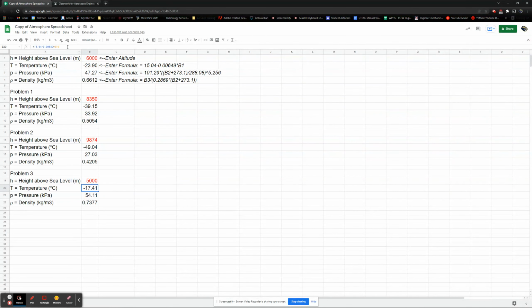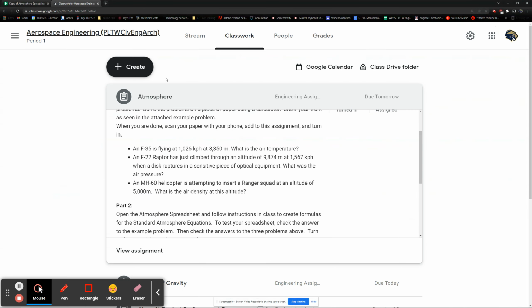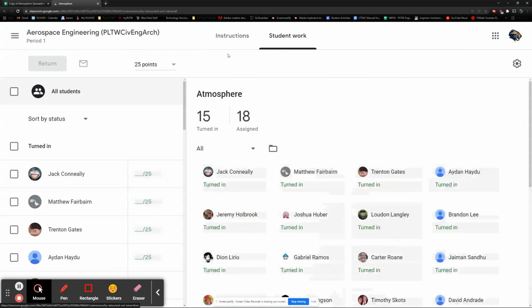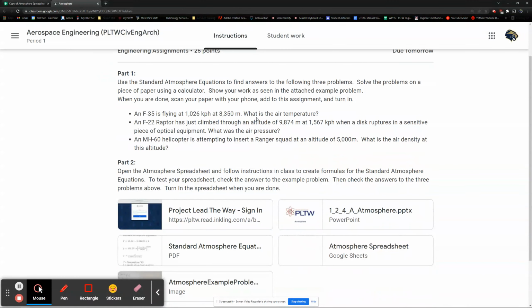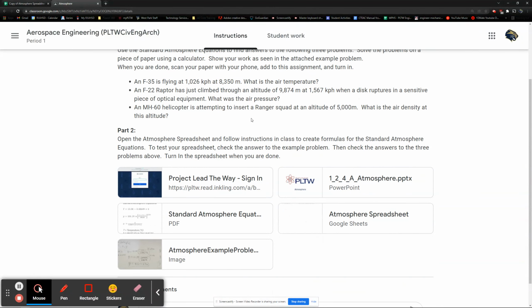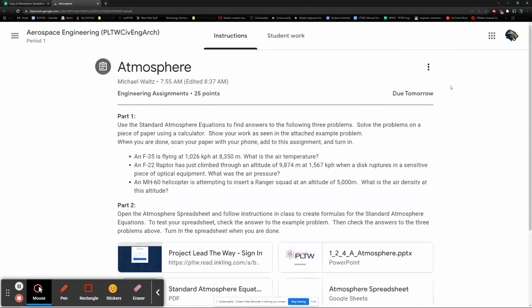Once you're done with this sheet, go back to your atmosphere assignment, and you should have added your scanned paper with your problems on it. You also want to add the document or the sheet. You should have a little thing in the top right. Once you've got all that in there, hit turn in, and you're done.